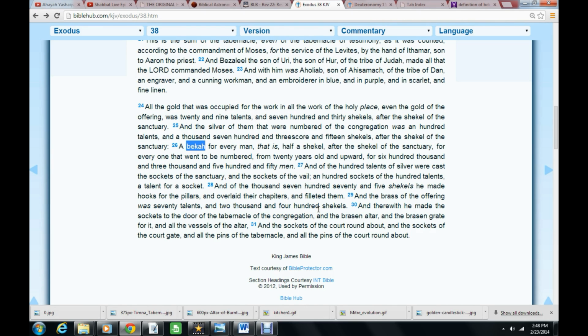And the brass of the offering was 20 talents, and 2,400 shekels. And therewith he made the sockets to the door of the tabernacle of the congregation, and the brazen altar, and the brazen grate for it, and all the vessels of the altar, and the sockets of the court round about, and the sockets of the court gate, and all the pins of the tabernacle, and all the pins of the court round about.